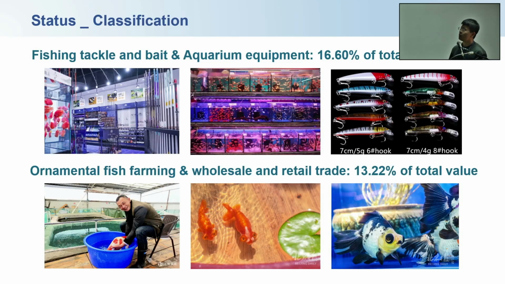The third one is fishing tackle and bait, as well as aquarium equipment, which takes up about 50% of total value. The fourth one refers to ornamental fish farming and the wholesale and retail chain, which takes up about 12% of total value.